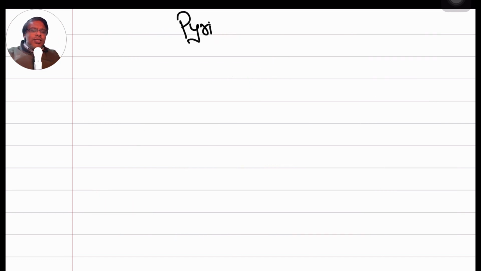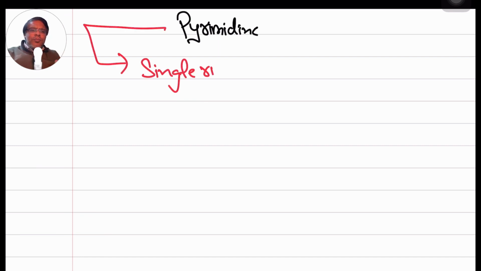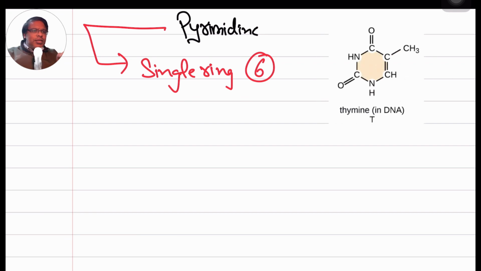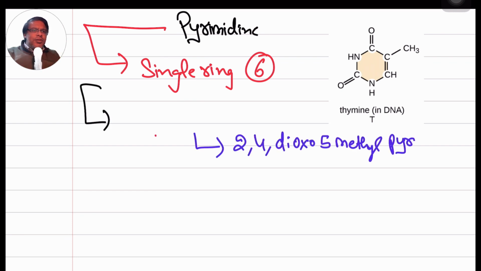Now if you see the case of pyrimidine, you are going to see a single ring. This is the structure of thymine. The chemical name of thymine is 2,4-dioxo-5-methylpyrimidine. So at the second position and fourth position, you are going to see an oxygen atom attached, so 2,4-dioxo. At the 5th position, you are going to have a methyl group: 2,4-dioxo-5-methylpyrimidine.